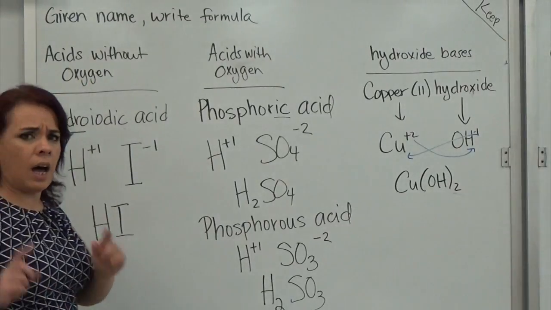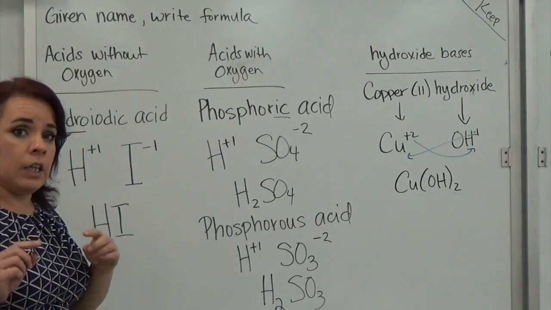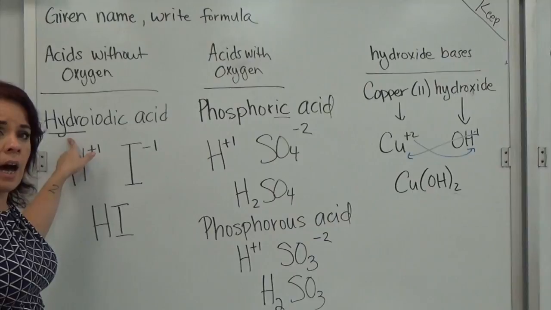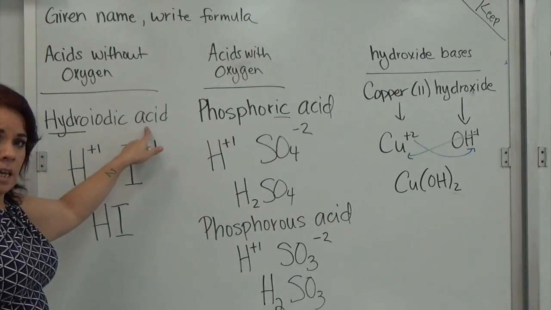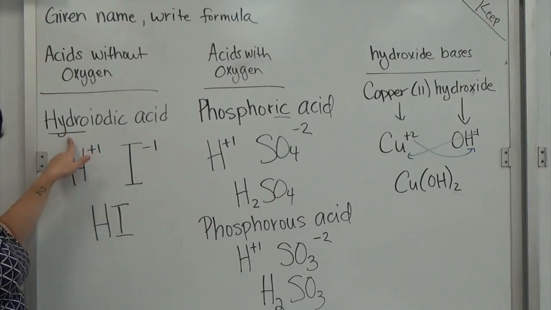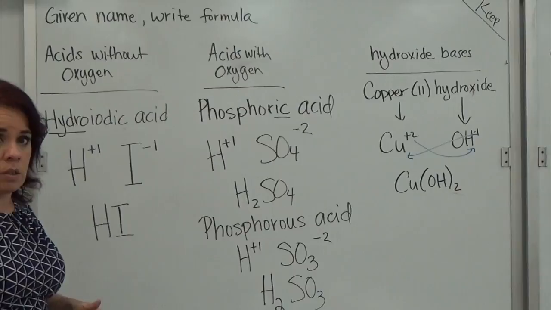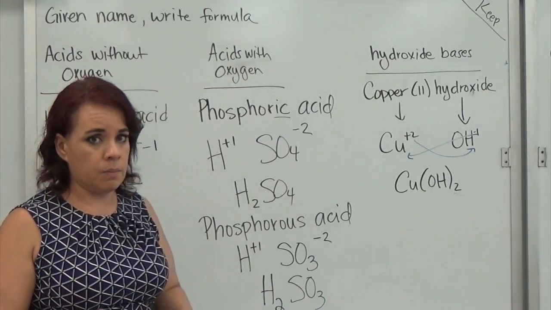So how do I know it does not have oxygen? Well, if I look at the name of the acid, it starts with the prefix hydro. Hydro, and then its last name is acid. So part of its first name is hydro, and its last name is acid. So that tells me this is an acid that does not have oxygen in it.